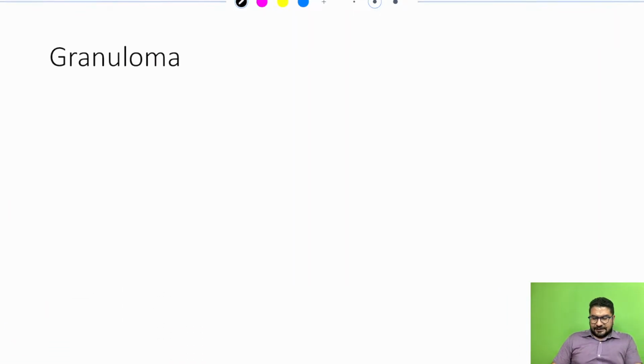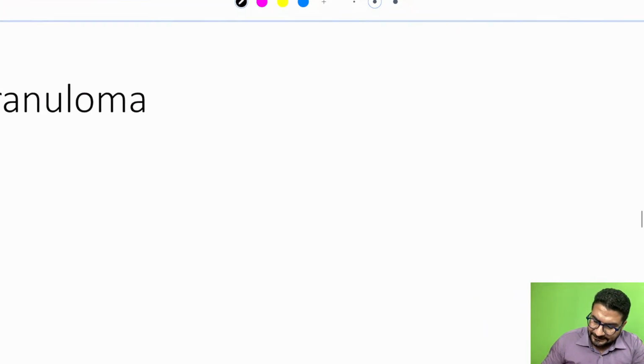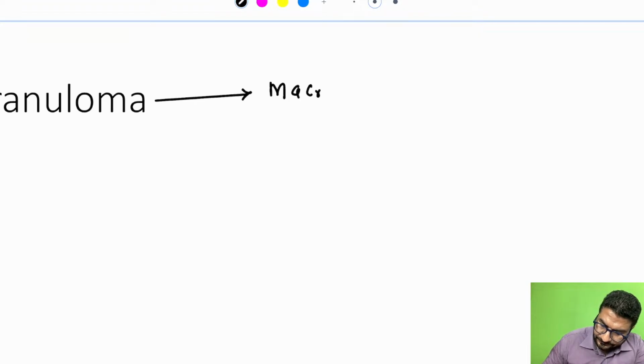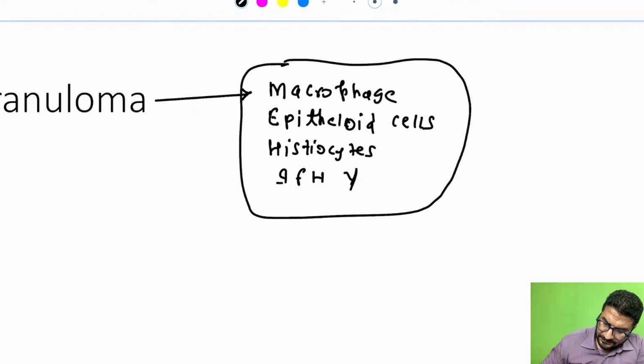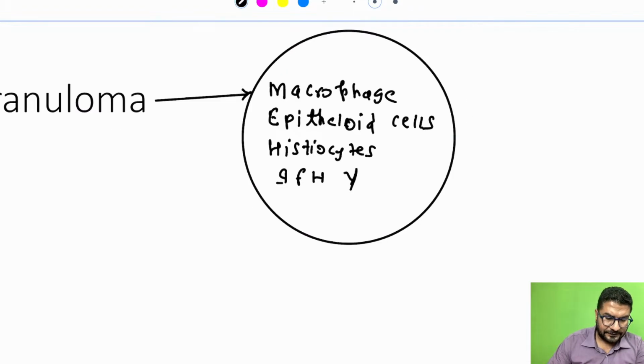Now see what a granuloma is. Understand, this is a product which is made up of 4 different types of cells. So granuloma is made up of your normal macrophage. It is made up of epithelioid cells. I have written epithelioid, not epithelial. It is made up of histiocytes and it is made up of interferon gamma. So these are basically 4 substances, or I can say 4 types of cells, which form granuloma.